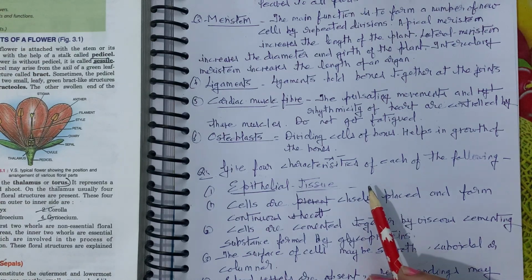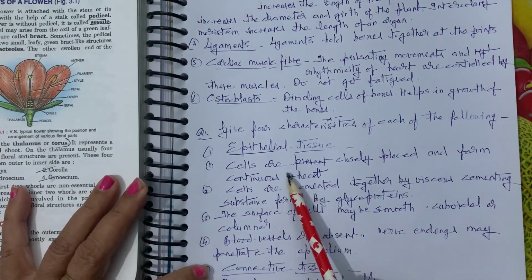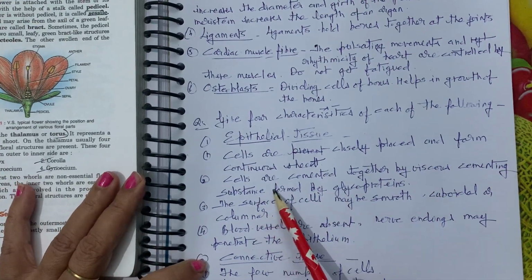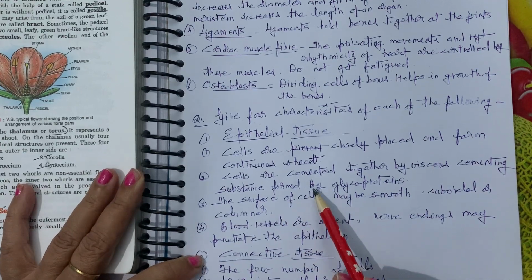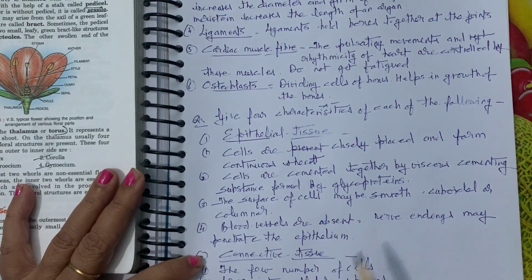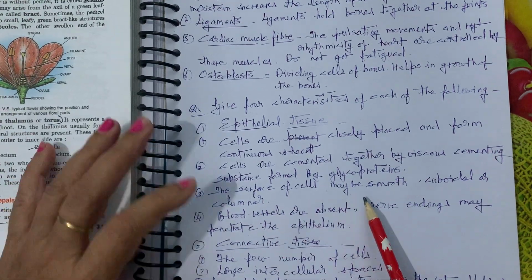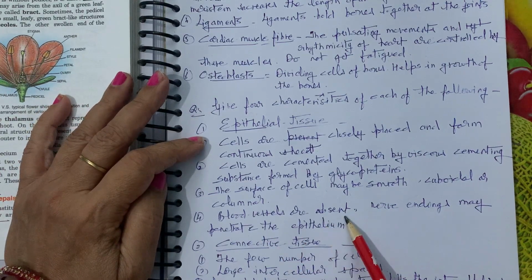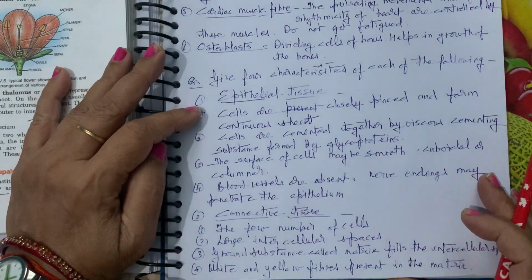Give four characteristics of each of the following. Epithelial cells: these cells are closely placed and form a continuous sheet. Cells are cemented together by a viscous cementing substance formed by glycoproteins. The surface of cells may be smooth, cuboidal, or columnar. Blood vessels are absent. Nerve endings may penetrate the epithelium.